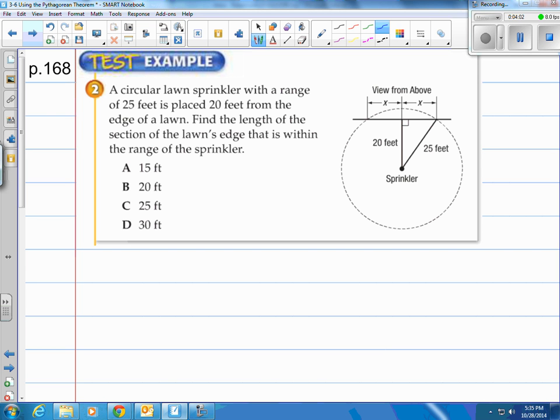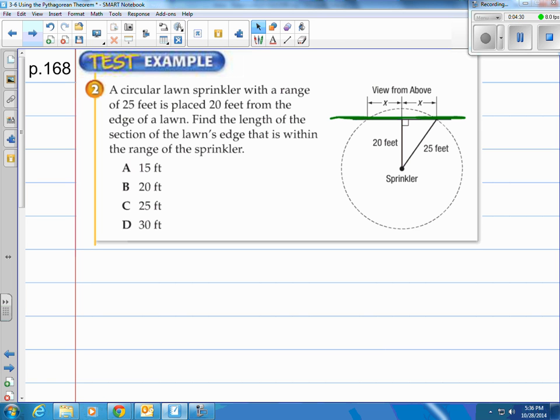Take a look at this one. It's a little bit more advanced, but nothing we can't figure out, especially if we can piece this together using the Pythagorean Theorem. All right, a circular lawn sprinkler with a range of 25 feet is placed 20 feet from the edge of a lawn. Find the length of the section of the lawn's edge that is within the range of the sprinkler. Well, first of all, where's that lawn edge? They're talking about this right here.